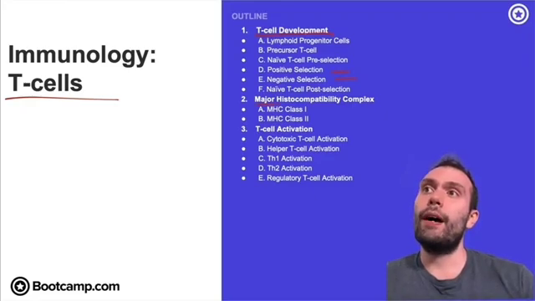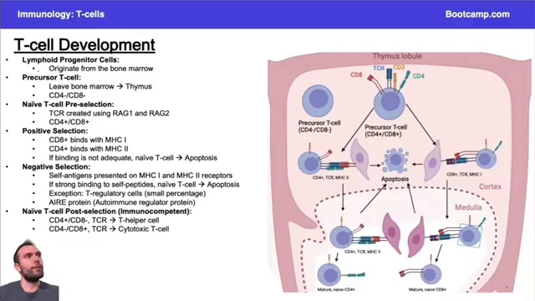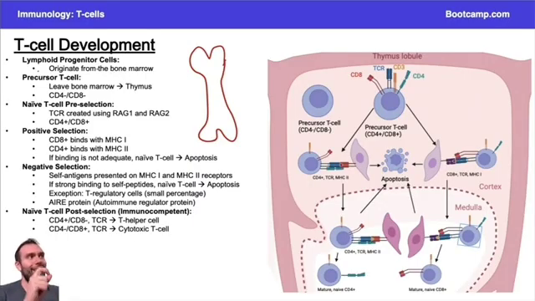We'll talk a little bit about the MHC, or major histocompatibility complex 1 and 2, and then we'll talk about the process of T cell activation. If you've been following this video series so far, everything is really going to start here in the bone marrow, and we're going to have CD34 positive hematopoietic stem cells that eventually form the myeloid and the lymphoid lineage. And we're primarily concerned, especially in immunology, with the lymphoid lineage.